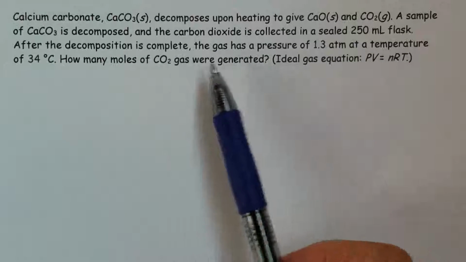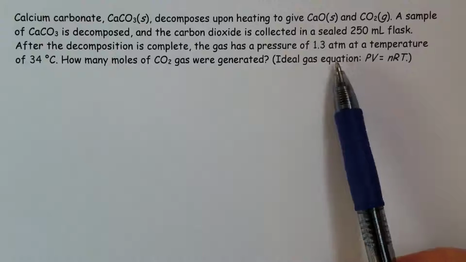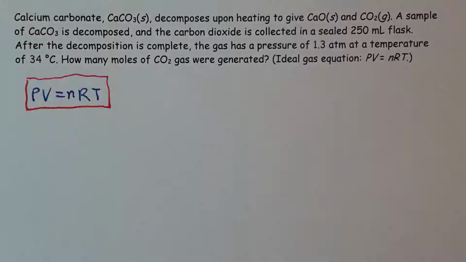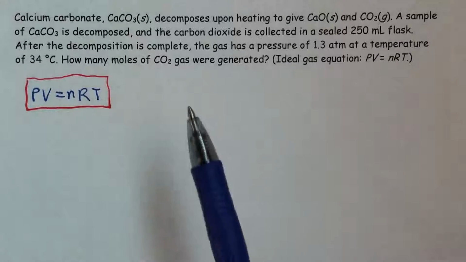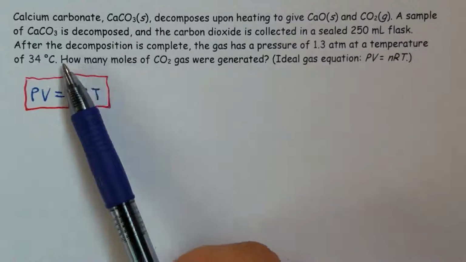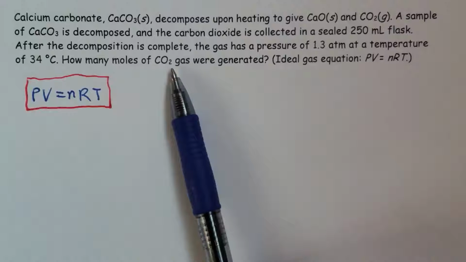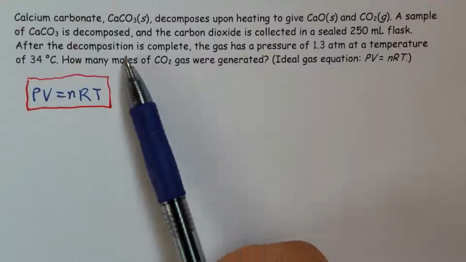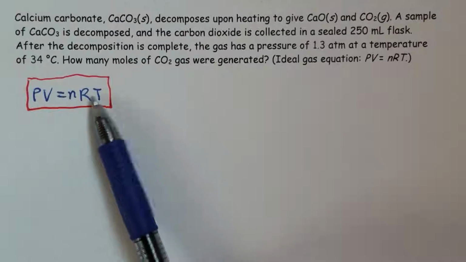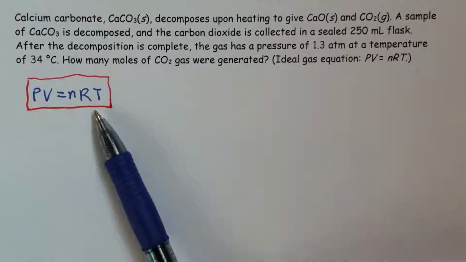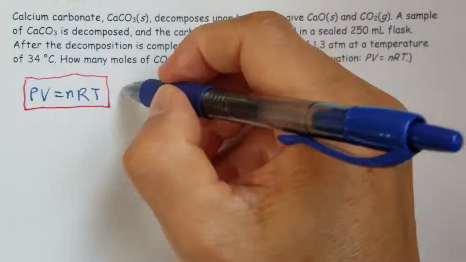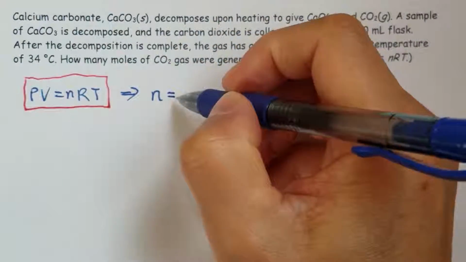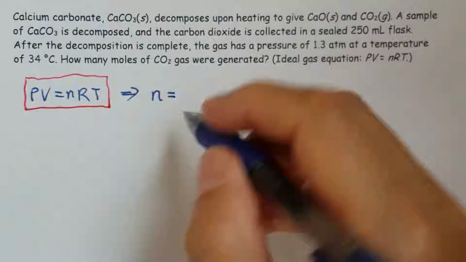For this question, we need to use the ideal gas law equation. What we are asked to find out is how many moles of carbon dioxide gas were generated. Obviously, we need to find out the number of moles. Then from this equation, we should be able to write an equation for calculating the number of moles.